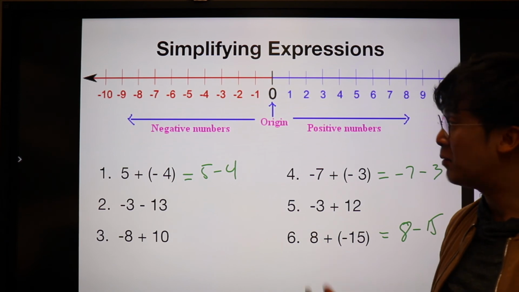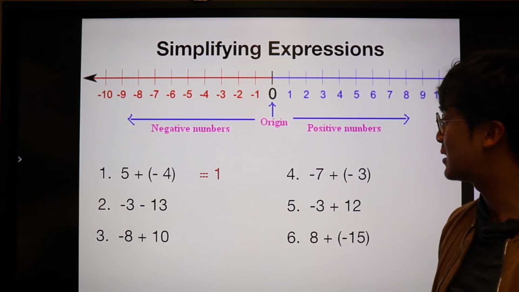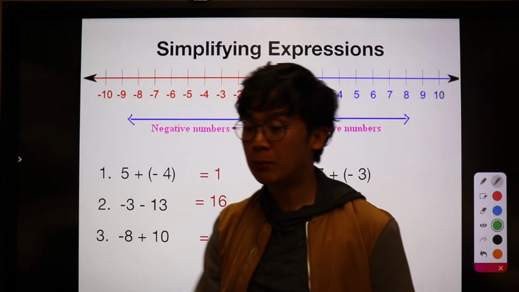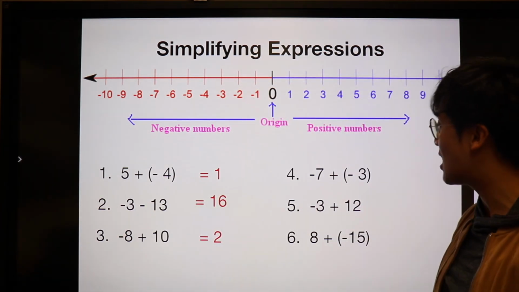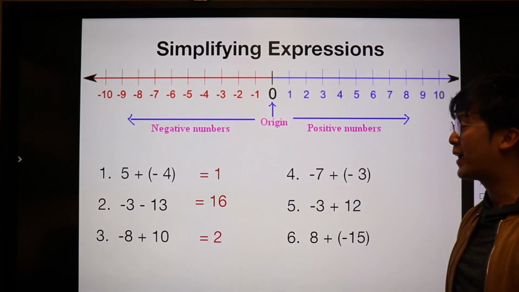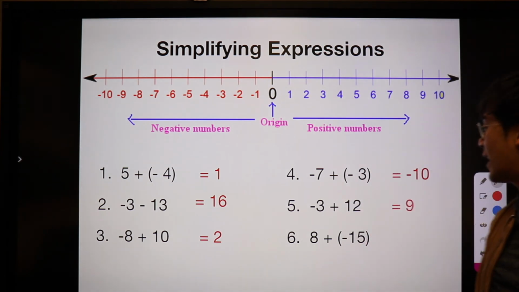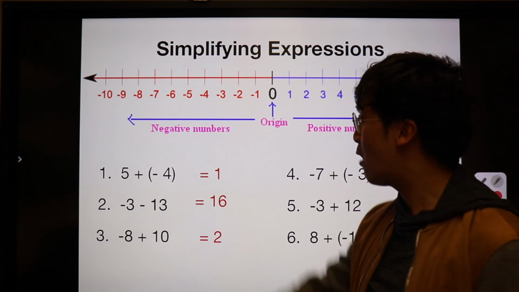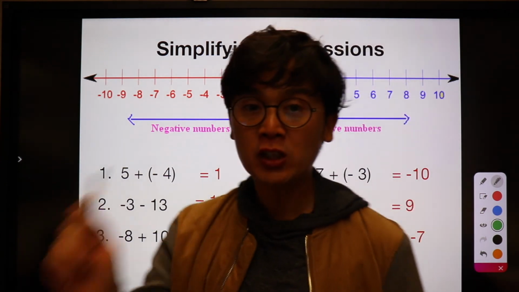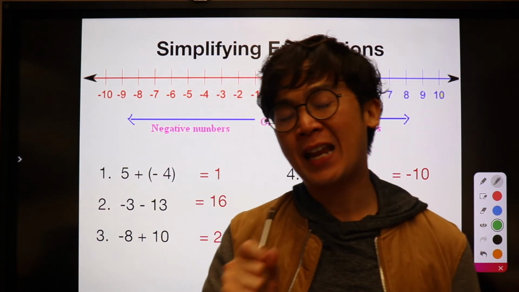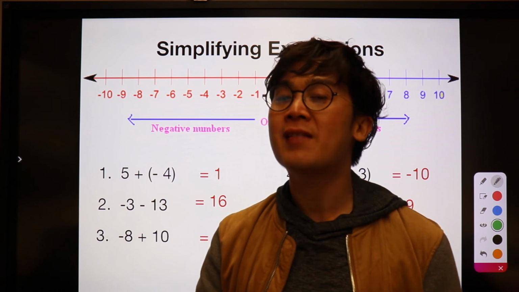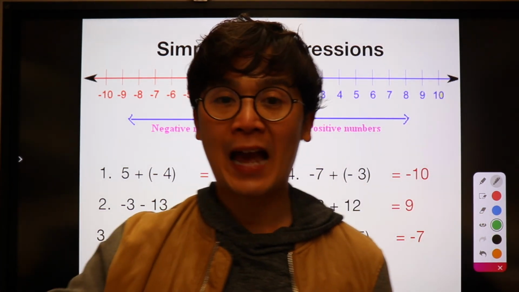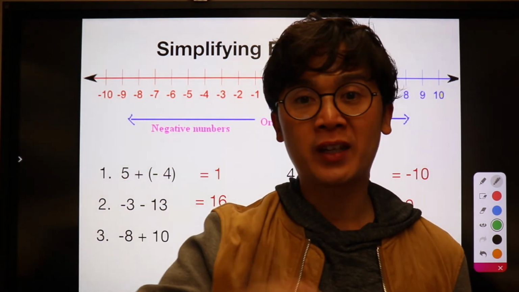And answering this problem using the number line will give us 1, 16, and 2 for the first 3 problems. And for the next set of integers, simplifying and solving it will give you negative 10, positive 9, and negative 7. And that is how we work out problems involving integers. And again, fundamentals in mathematics are extremely important because that is how you will be able to understand the language of math when you go to classes like algebra, calculus, trigonometry, and statistics.